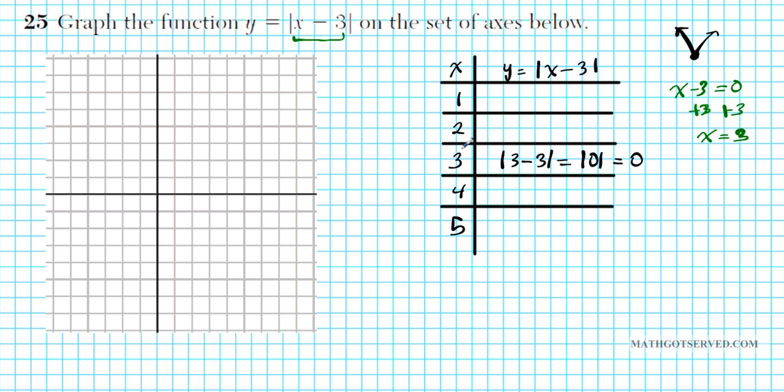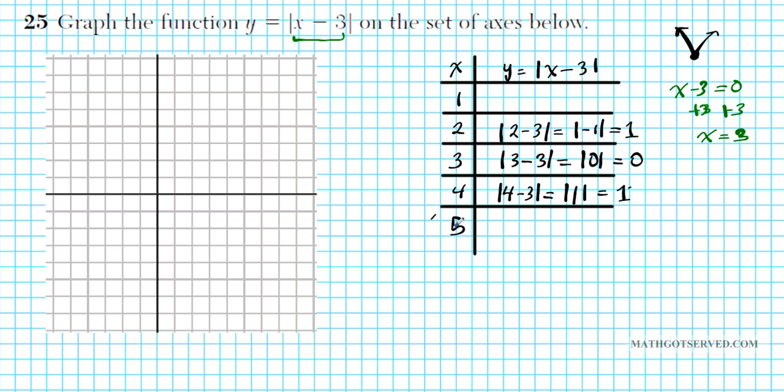Okay? Now let's go on to 2. If you plug in 2 into this function, you have the absolute value of 2 minus 3. 2 minus 3 is negative 1. The absolute value of negative 1 is positive 1. Now watch closely what happens when I plug 4 into this function. You have the absolute value of 4 minus 3, which equals the absolute value of 1, which is equal to 1. Do you see a pattern here? Certainly, you have 1 and 1. These two are the same.